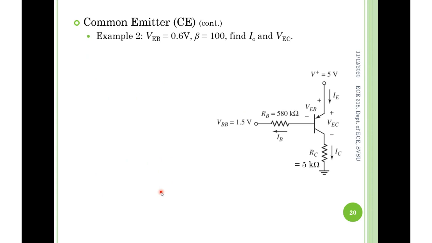Daniel, what was it? Can we always assume that VCE sat is 0.2 volts? Yes. Okay. Thank you. Except otherwise being told. Okay. All right, go ahead. Example 2. This time, I'll give you 3 or 4 minutes.